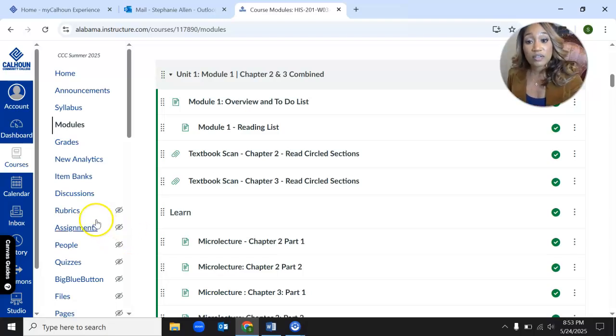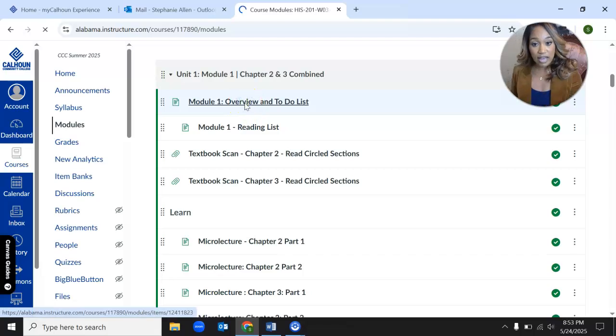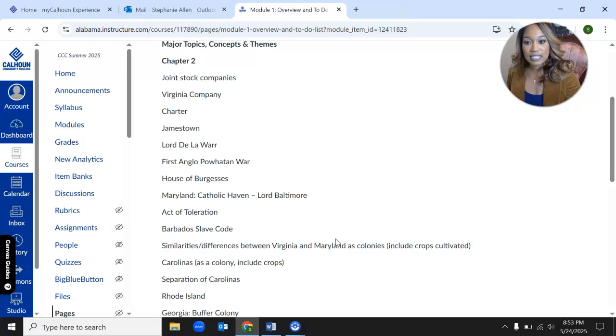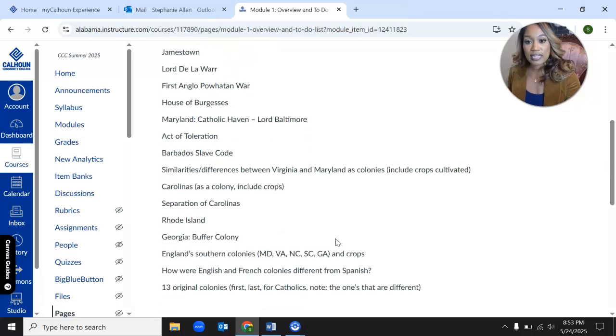Okay, so you have an overview of that particular module. So this one is about joint stock companies in Jamestown and Lord Delaware.